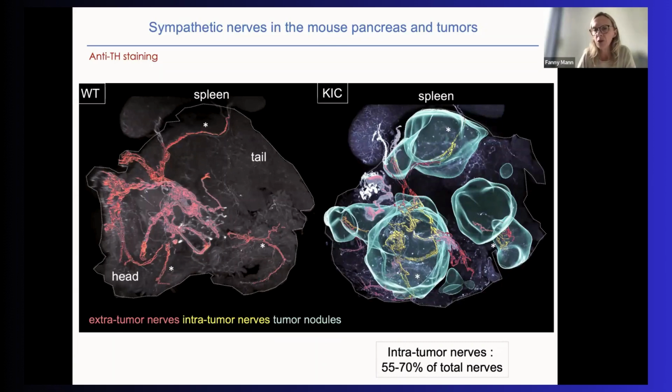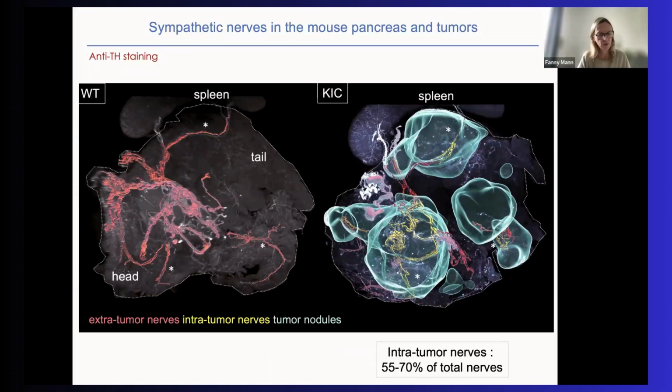In addition, when we trace in 3D the course of these intrapancreatic intratumoral nerves, we found that some of them clearly correspond to segments of nerves that are already present in the healthy pancreas. So these observations suggest that the nerves in the tumors are not newly formed, but might be pre-existing pancreatic nerves that have been passively engulfed into the tumor.